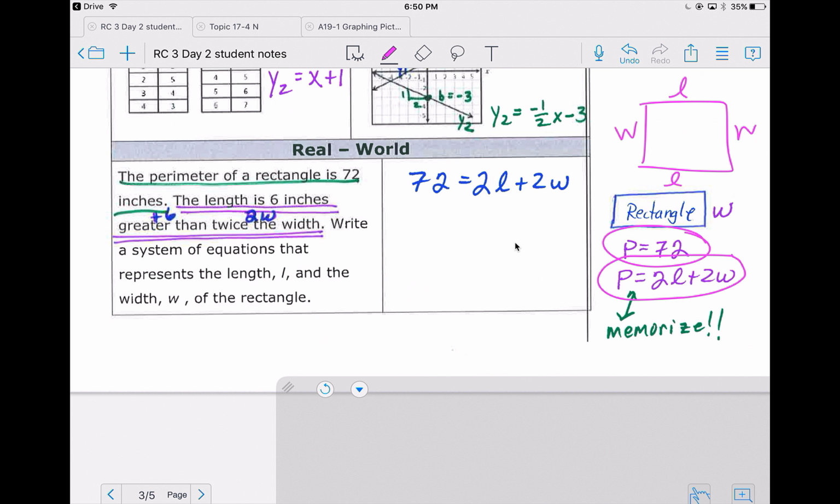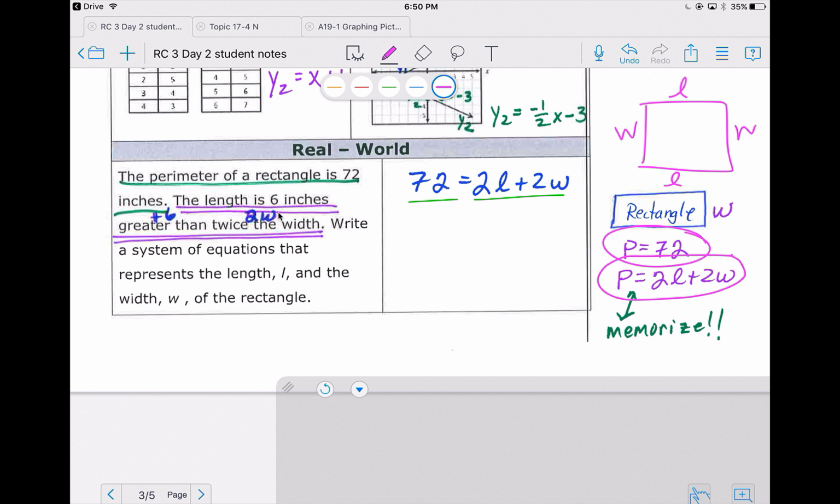It does not matter which one is on the side and which one is on the top, but you have two L's and two W's. You add them all together for your perimeter. We've asked you to memorize it, but you can also formulate the formula by drawing a picture. Your perimeter is 72 inches. So they took the formula for perimeter and set it equal to the actual perimeter.